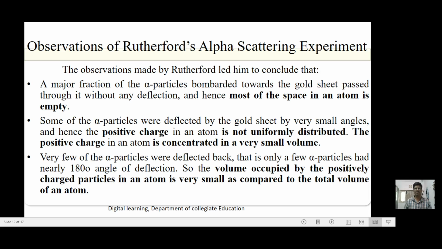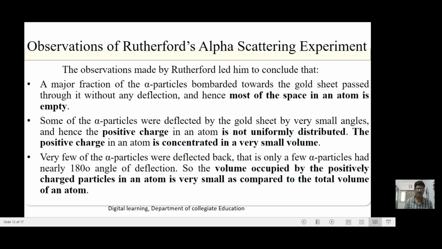Observations of Rutherford's alpha scattering experiment. The observations made by Rutherford led him to conclude that a major fraction of the alpha particles bombarded towards the gold sheet passed through it without any deflection, and hence most of the space in an atom is empty. Some of the alpha particles were deflected by the gold sheet by very small angles, and hence the positive charge in an atom is not uniformly distributed. The positive charge in an atom is concentrated in a very small volume.